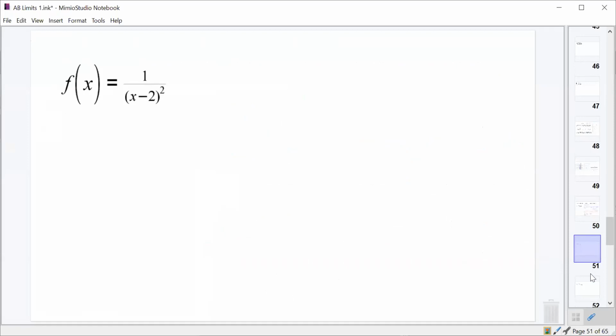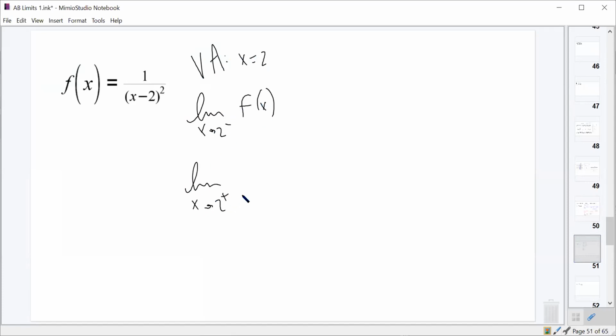We'll do this one a little more quickly than the last one. 1 over x minus 2 squared. What's the vertical asymptote? X equals 2. So we want the limit as x approaches 2 from the left of that. We want the limit as x approaches 2 from the right of that. And we want the limit as x approaches 2 of that.